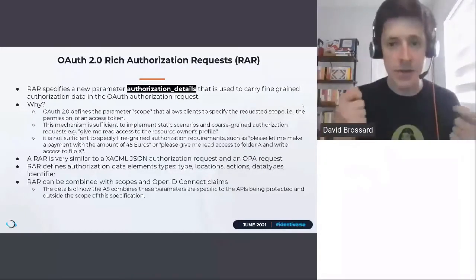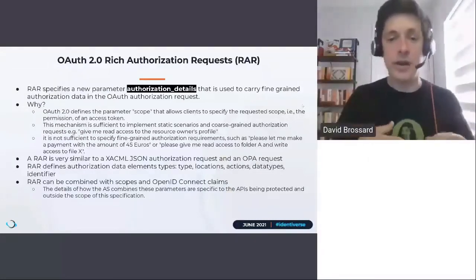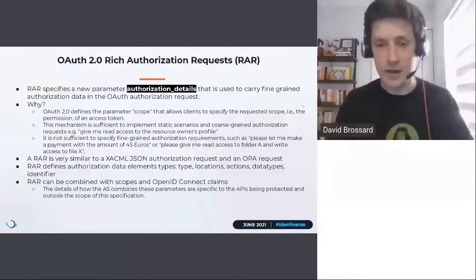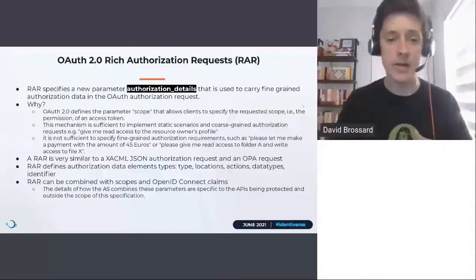dance. For instance, you can now start saying things like, let me make a payment with the amount of 45 euros, or 45, whatever the currency was back in the day in England. Or give me access to folder A and write access to file X.